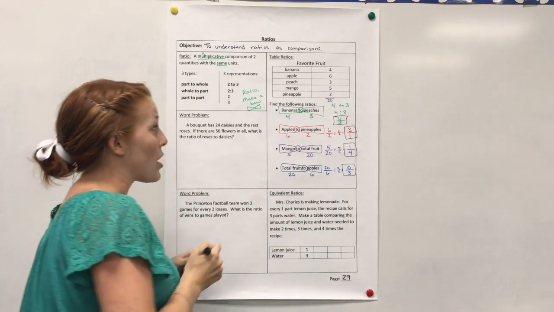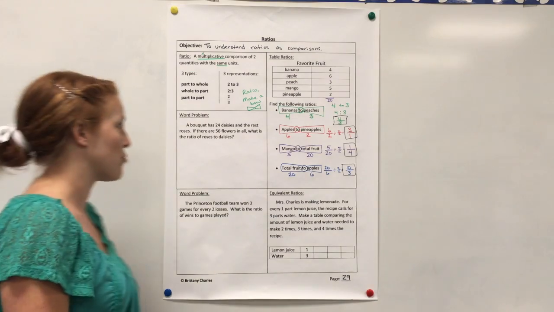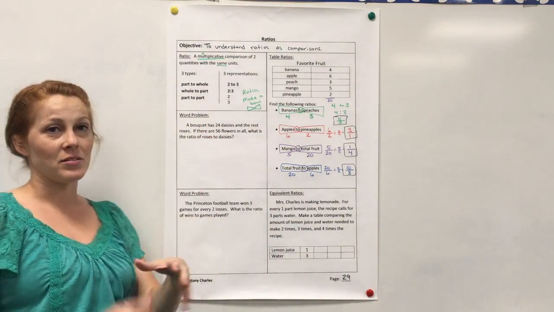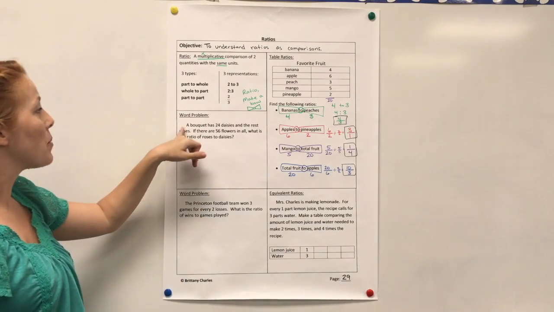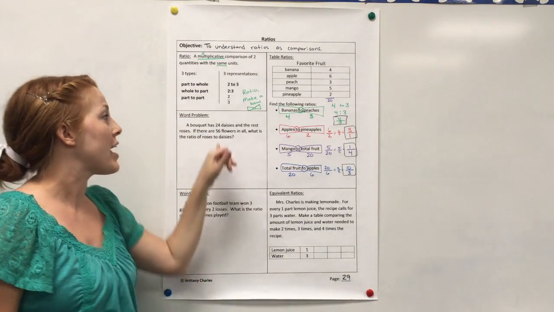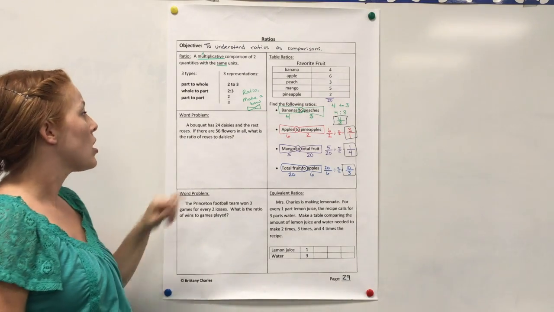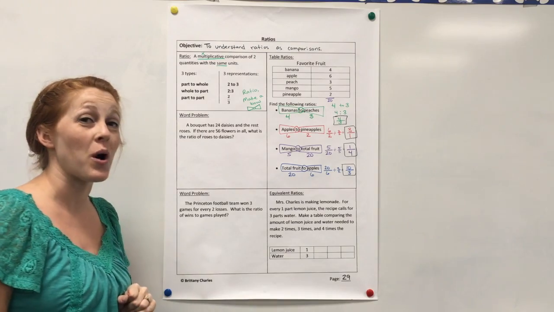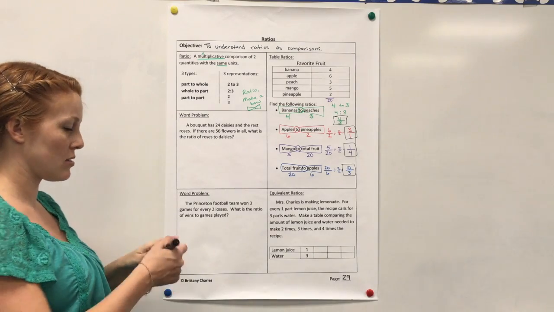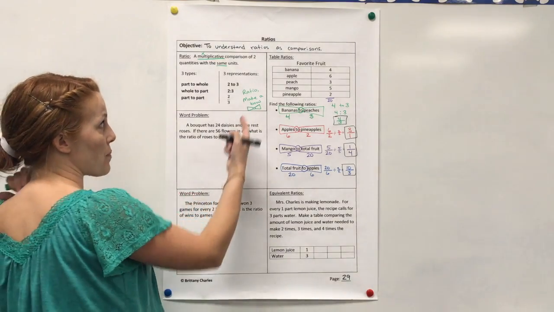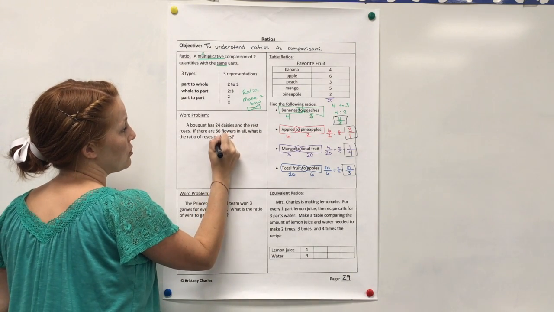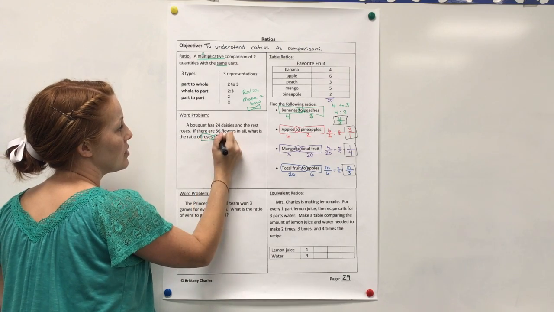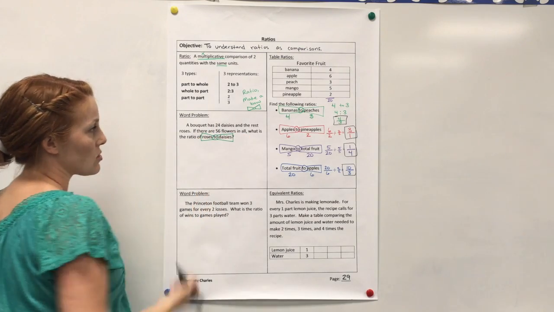All right, so now we're going to look at this in word problem format. So, a bouquet, like a collection of flowers. A bouquet has 24 daisies and the rest roses. If there are 56 flowers in all, what is the ratio of roses to daisies? All right, so first of all, ratio, make a bow. I find the word "to" in my question, and it's wanting me to compare roses and daisies.